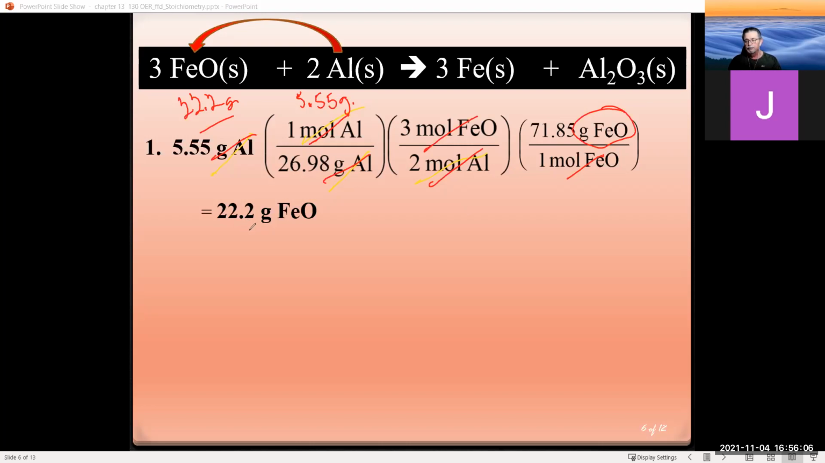Any number greater than 22.2 will result in an excess amount of iron two oxide, because only 22.2 grams of iron two oxide will react with 5.5 grams of aluminum. So anything greater gives you a little bit extra. If I use anything less, then I'll be making less of the final products, okay? Because I need exactly 22.2 grams of iron two oxide to get all of the 5.5 grams of aluminum to react.